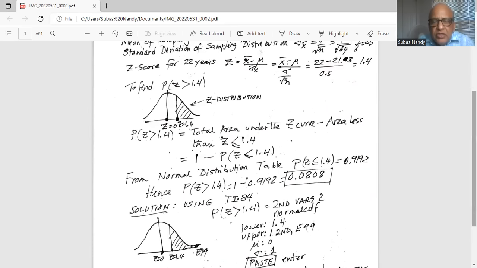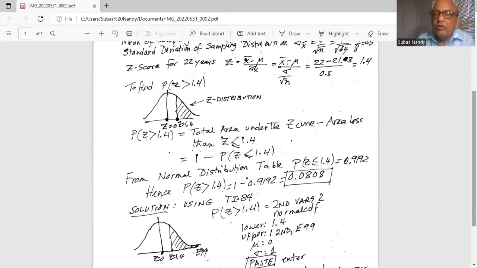That is, we do not use the table. Again, I show you the standard normal curve. The shaded area to the right of z equal to 1.4 is the area I want to find, which is the complement of the area to the left of z equal to 1.4. But when we use the calculator, it is much simpler. We put our calculator on, then press the second key on the top left of the calculator, then the VARS key, which is in the third row.